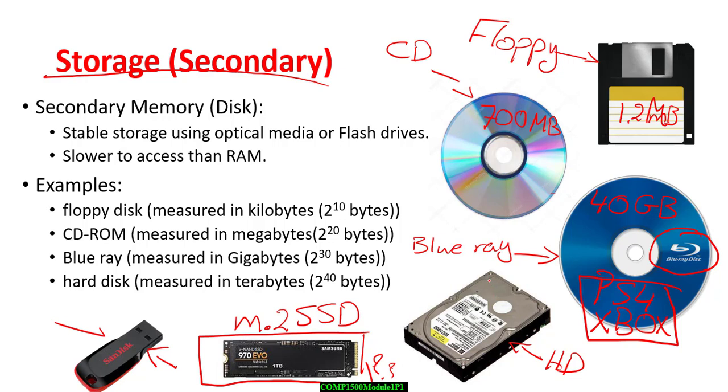Hard drives, you can find them now in terabytes. And SSD, terabytes. You can go and buy your new laptop. They will tell you it has a 256 gig SSD or 512 or even 1 terabyte. Flash drive depends on how much you are willing to pay. You can find nowadays 64 gigabyte for a reasonable price.